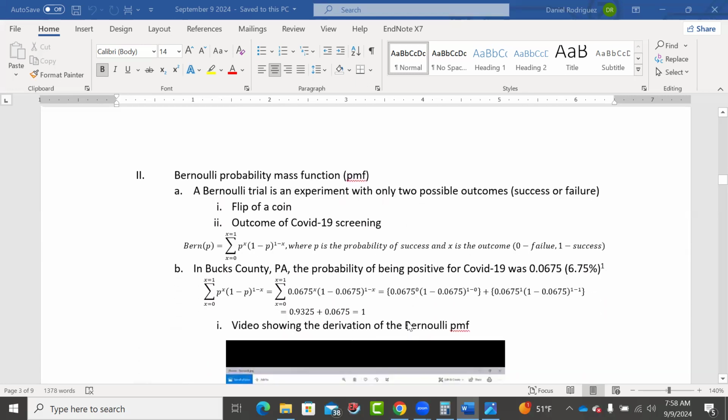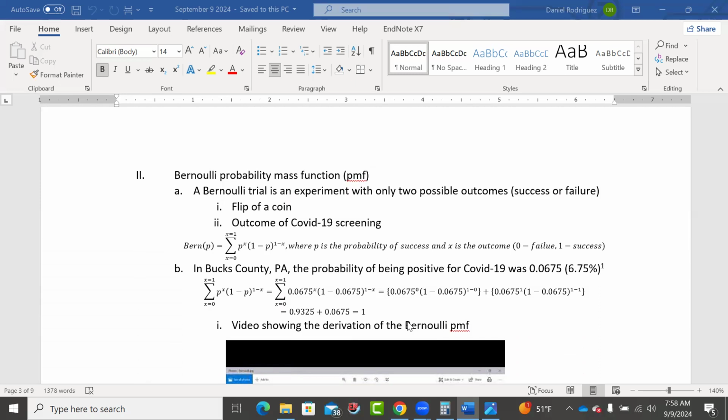We'll start with the Bernoulli probability mass function. When we're dealing with discrete distributions, we have probability mass functions. When we're dealing with continuous distributions, we have probability density functions.